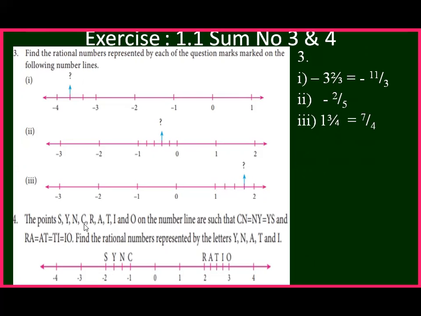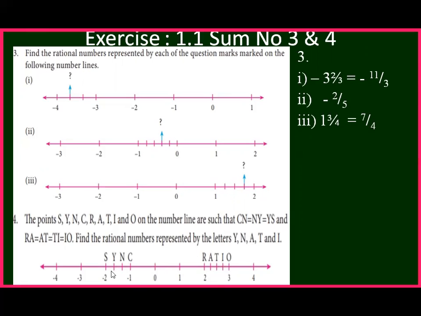The points S, Y, N, C, R, A, T, I and O on the number line are such that CN is equal to NY is equal to YS and RA is equal to AT equal to TI equal to IO. Find the rational numbers represented by the letters Y, N, A, T and I.